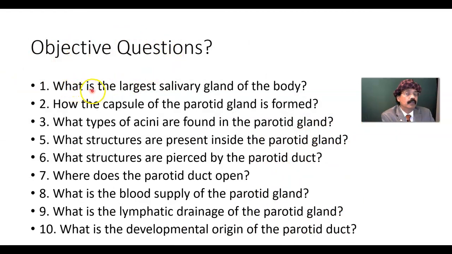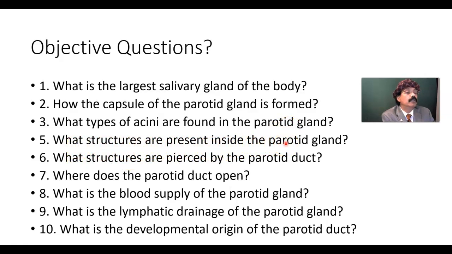What is the largest salivary gland of the body? This is the parotid gland. We have one pair of parotid glands. How is the capsule of the parotid gland formed? By the investing layer of deep cervical fascia. What type of acini are found in the parotid gland? The answer is serous acini.